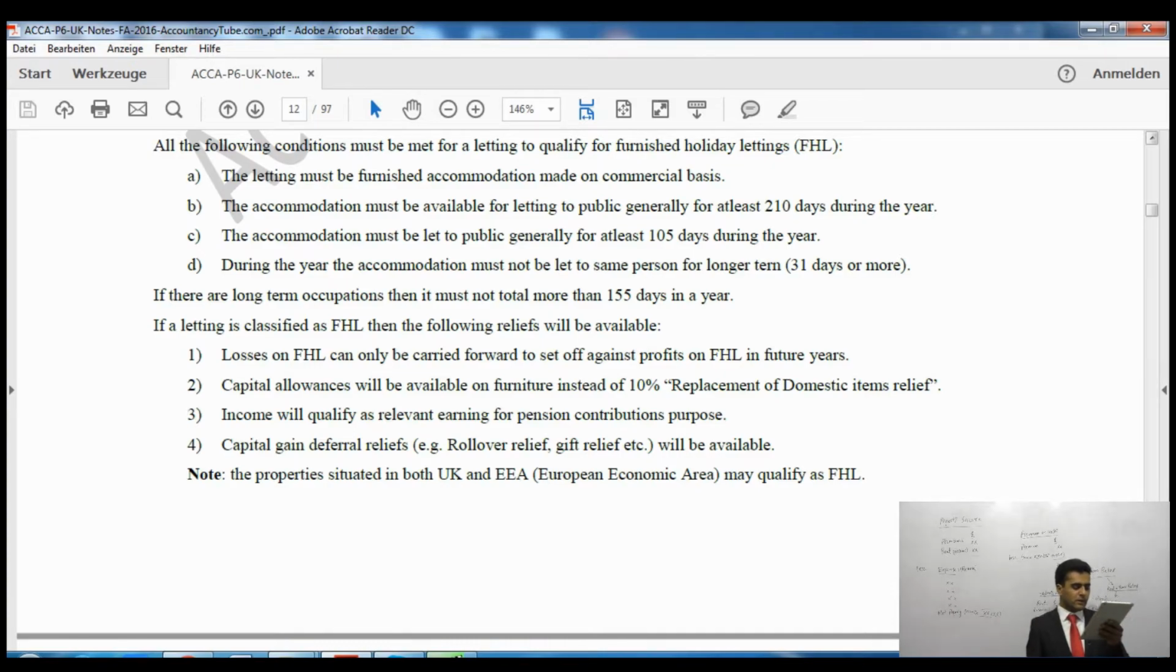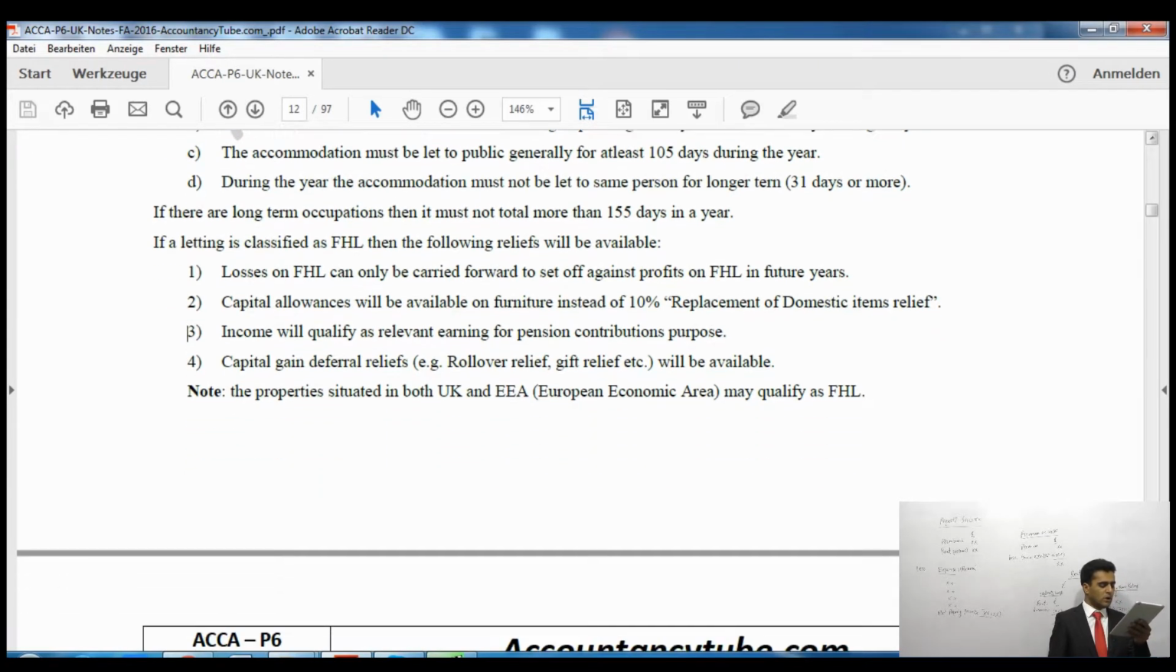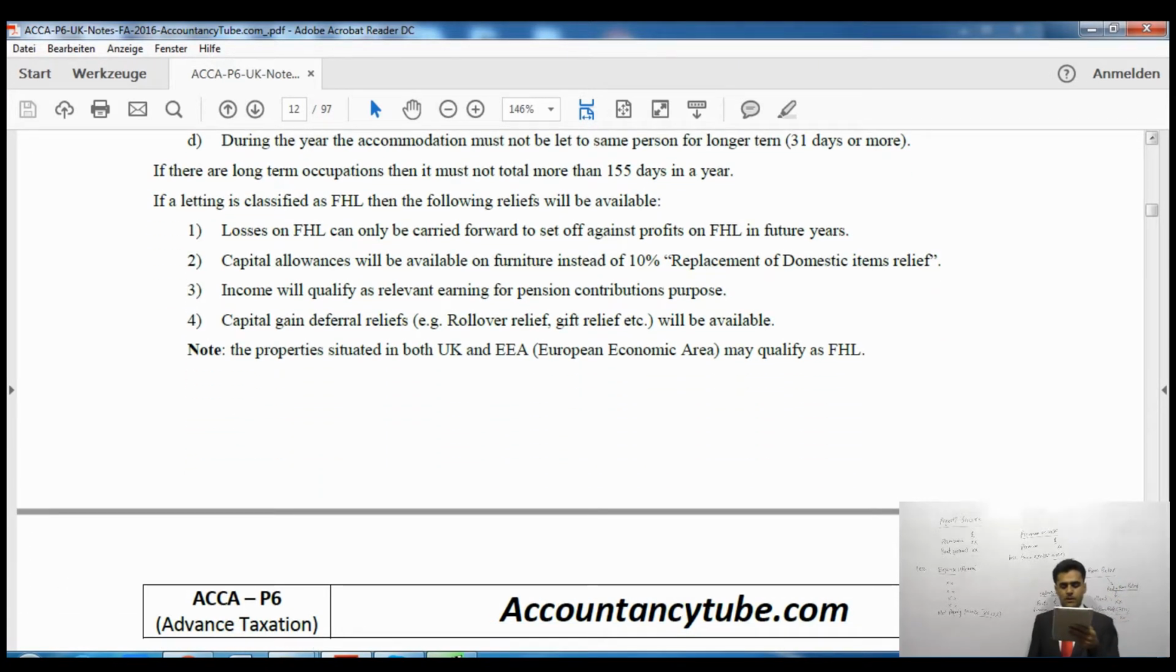And the last one says during the year, accommodation must not be let to the same person for long-term occupation. All right. Now, say for example, long-term occupation in this case means 31 days or more. Now, if the same person is in your property, he must not live in the property for more than 31 days. Now, say for example, if he does, then the total accumulated long-term occupation must not be more than 155 days. That's what it says in the notes later, that if there is long-term occupation, then it must not total more than 155 days in a year.